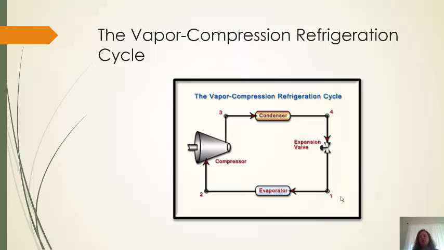So this is what the cycle might look like. We're bringing it in as a liquid at a low pressure. We're going to evaporate it so it will still be at that low pressure and temperature, but now it's going to be a gas. I'll compress the gas to a high pressure. I'm going to then condense it so it's a liquid, but at that high pressure. Run it through an expansion valve to drop the pressure back. So that will complete my cycle.